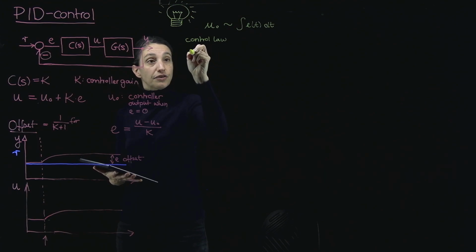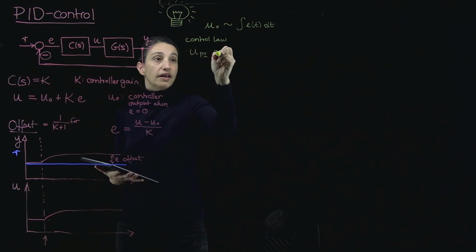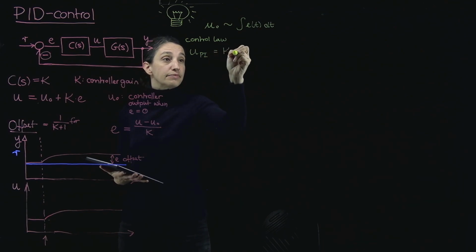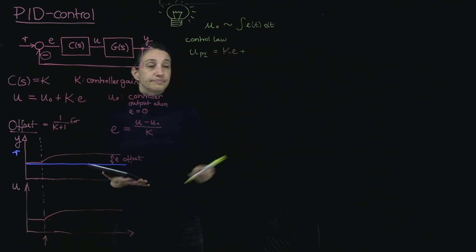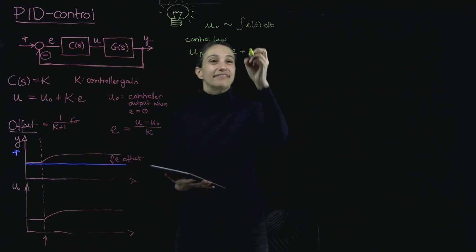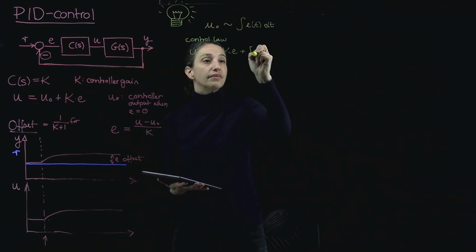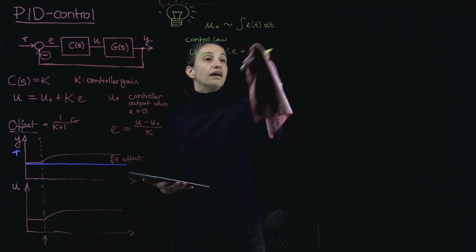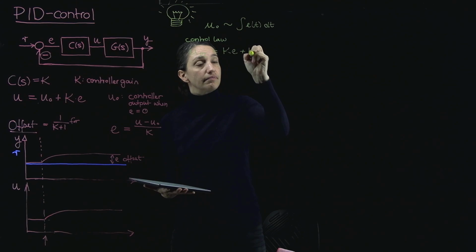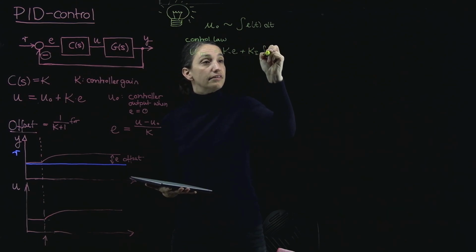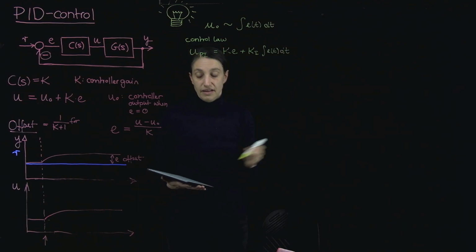And that is for a PI controller. So we can call this U_PI, for example. And that is K times E plus the integral, Ki times the integral of E of t dt. Okay.